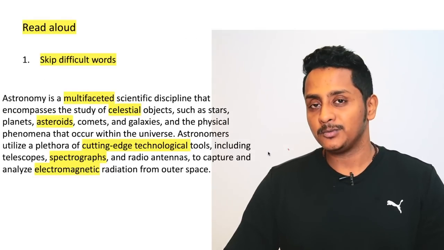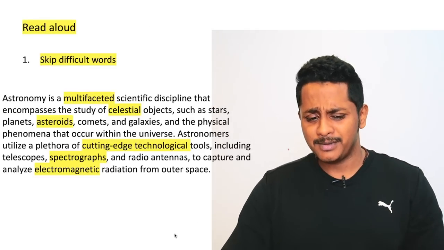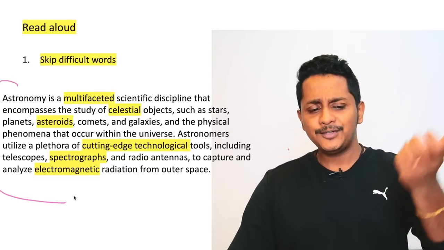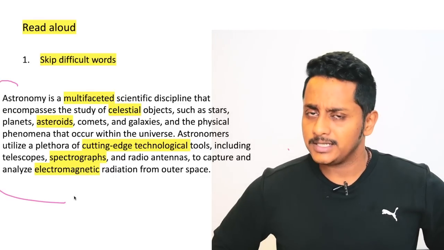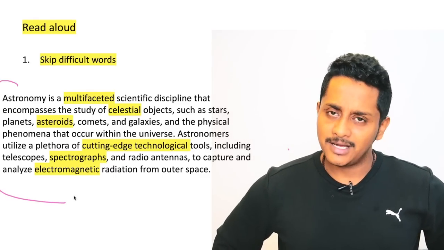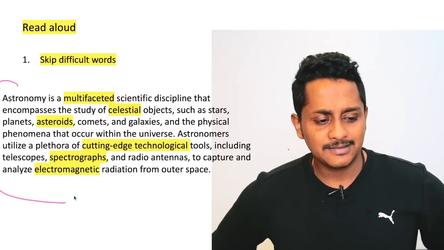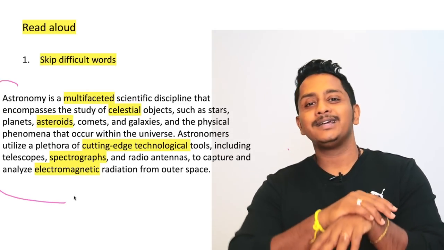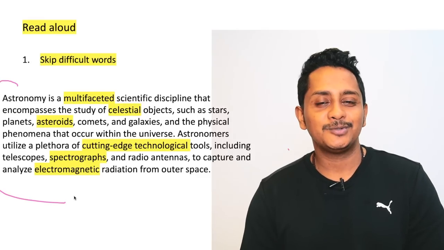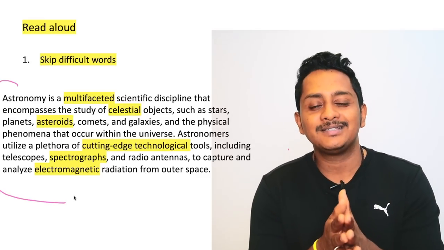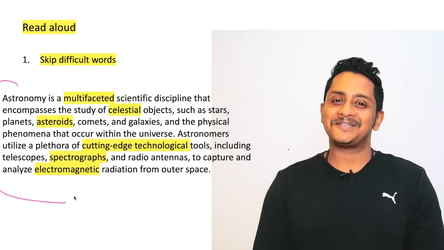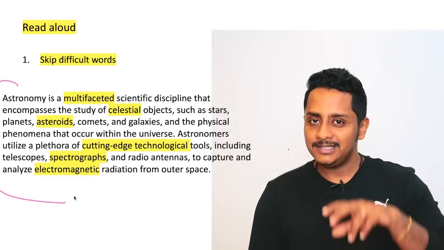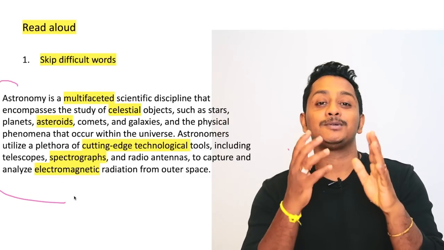We'll talk about it in just a while, but let's talk about the strategies for read aloud. It's very simple if you are able to read perfectly. Astronomy is a multifaceted scientific discipline that encompasses the study of celestial objects such as stars, planets, asteroids, comets and galaxies and the physical phenomena that occur within the universe. If you are able to speak like this, then well and good, easy peasy, no need to worry at all, you'll get 90. But the problem is, what if you are not able to speak like this? You're nervous. You have the fear. What if I fumble? See, I told you fluency is the one that contributes marks, but what is fluency?